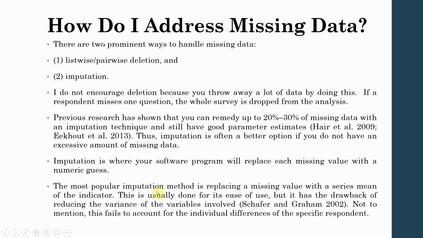Now the most popular imputation method is replacing a missing value with a series mean of the indicator. This is usually done for its ease of use, but it has a drawback of reducing the variance of variables involved. Not to mention, this also fails to account for individual differences of specific respondents.